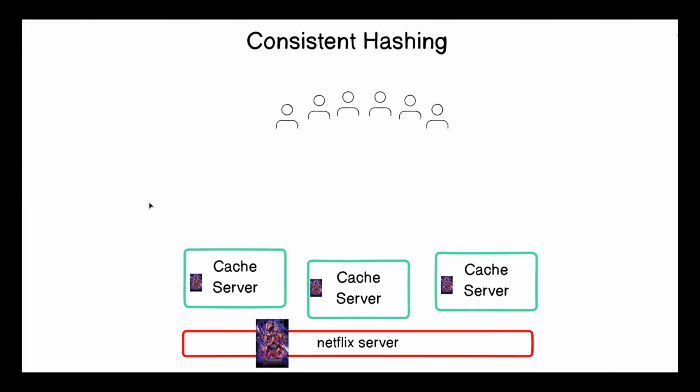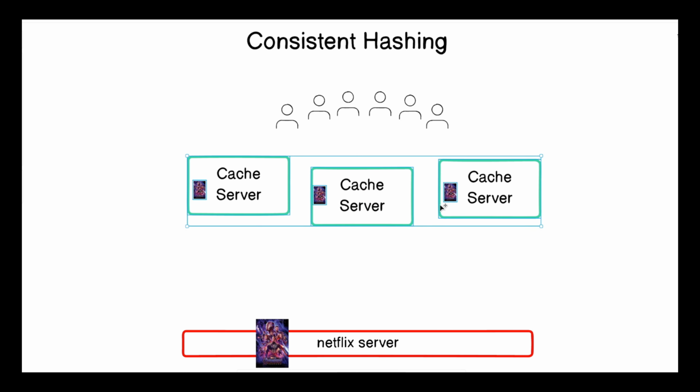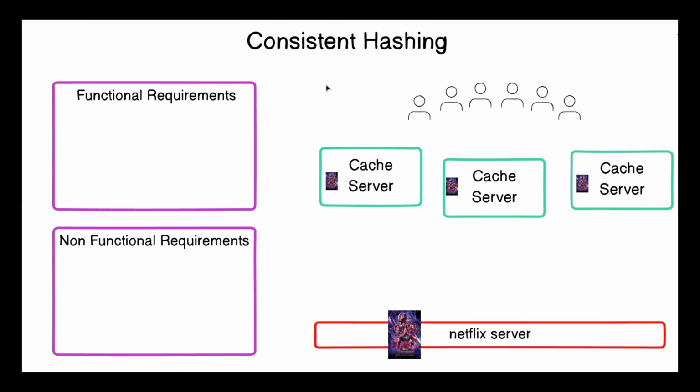Cache servers have a better response time because they are located near the users. So instead of directly hitting the Netflix server, users try to fetch the movie from the cache server itself. In order to solve this problem, let's discuss the functional and the non-functional requirements first.